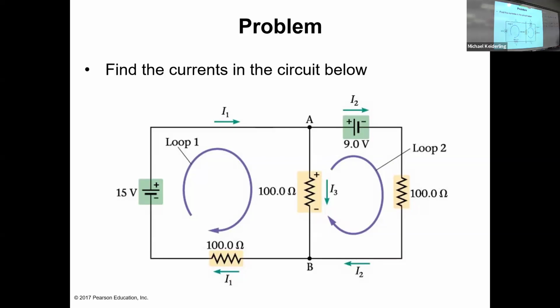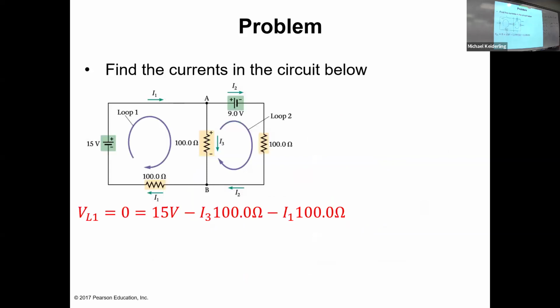And then our last equation is a junction equation. Let's do it at A. So at junction A, 0 is going to be I1 minus I2 minus I3. Let's see what I actually did for the write-up.